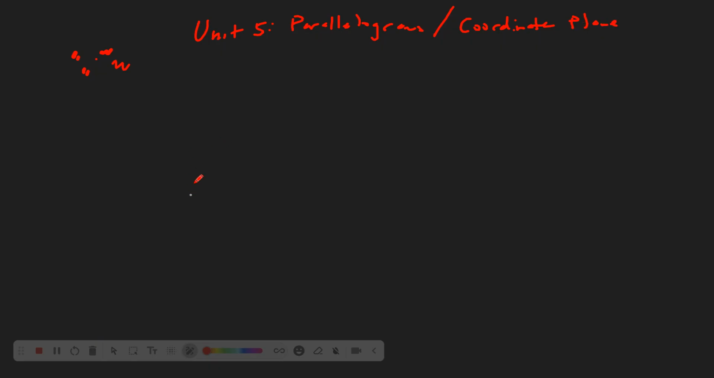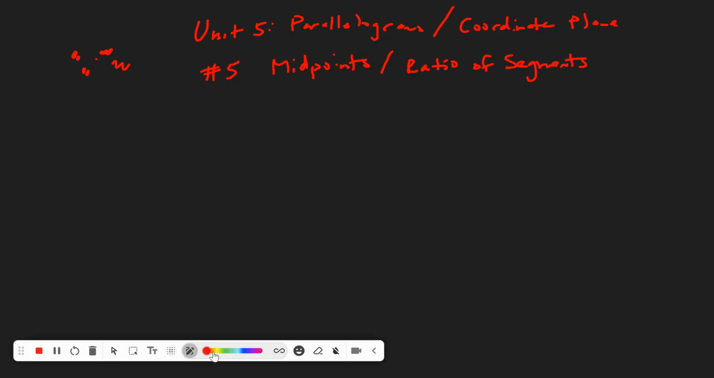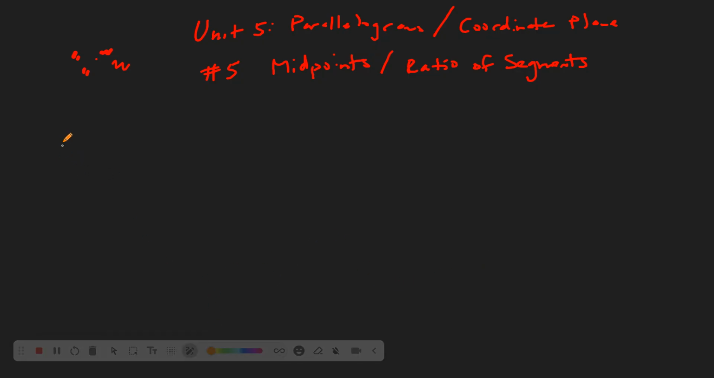Okay, and again, this is number 5, and in number 5 we're talking about midpoints, which we have some prior knowledge of, and then also this special skill of finding a ratio of segments, which the state thinks is important. So we will talk about this. Okay, so let's talk about midpoints for a second. So we know in general that a midpoint is the middle point of a segment, right? It bisects a segment, it splits a segment into two congruent parts.